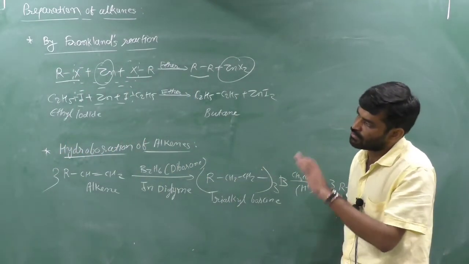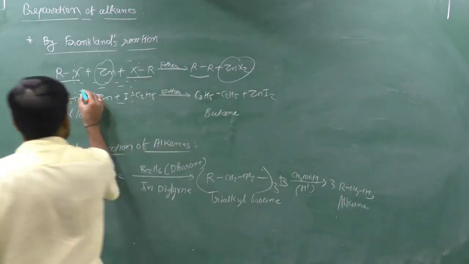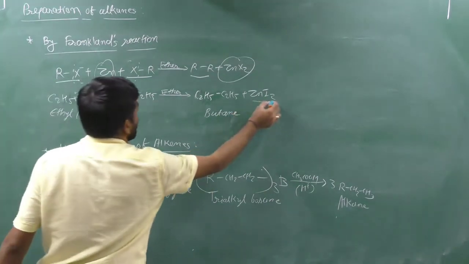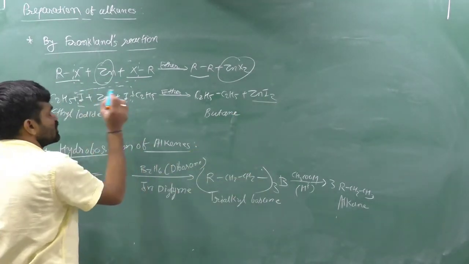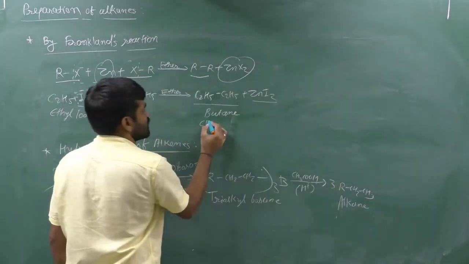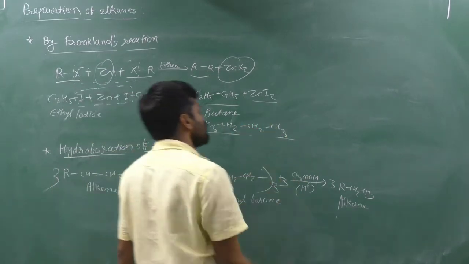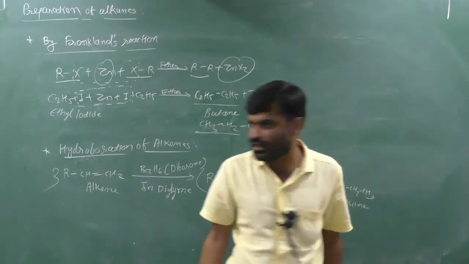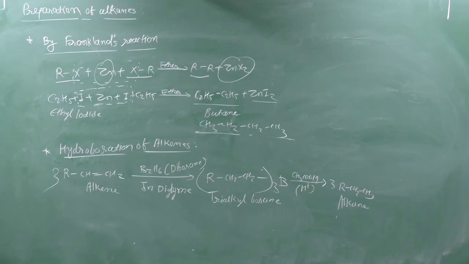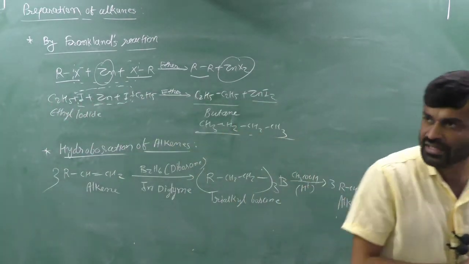Suppose we take one example, ethyl iodide, C2H5I plus Zn plus C2H5I. Now I and Zn combine to give ZnI2, zinc iodide, and the two C2H5 groups combine to give butane, normally CH3CH2CH2CH3. These parts are coupled to each other. Clear? It is a very important reaction for the preparation of alkanes. Frankland reaction: in the presence of ether, zinc converts alkyl halide to alkane.